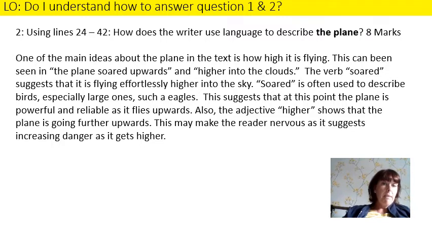But the main thing is I've really shown my understanding of what particular words mean. The verb 'soared' suggests it's flying effortlessly into the sky. It's used to describe birds, especially large ones like eagles. And I've explained the effect that has then. This suggests the plane's powerful and reliable as it flies upwards. So I think that that would get me at least 6 marks actually out of the 8 there.